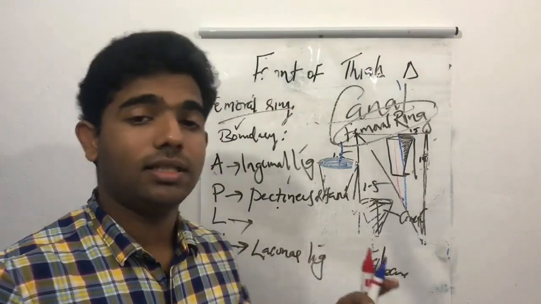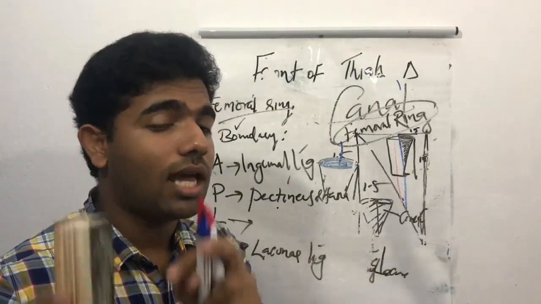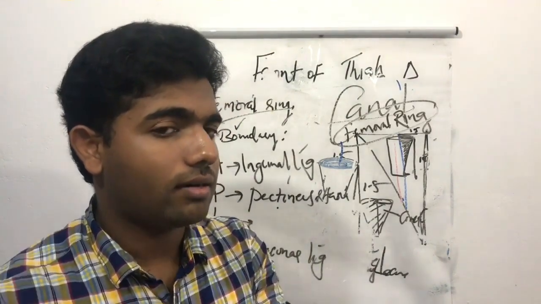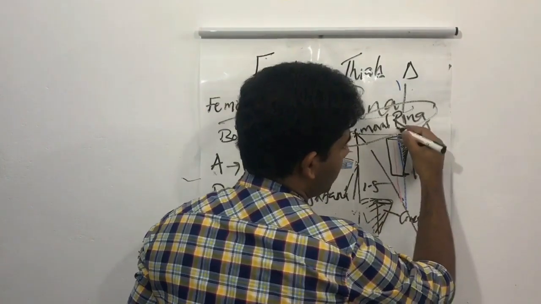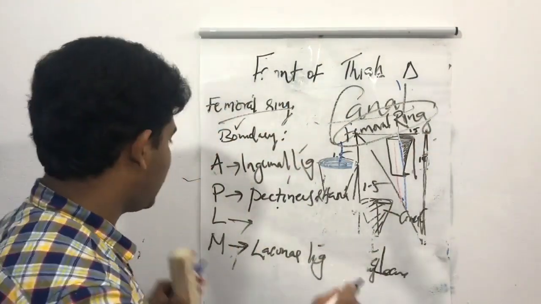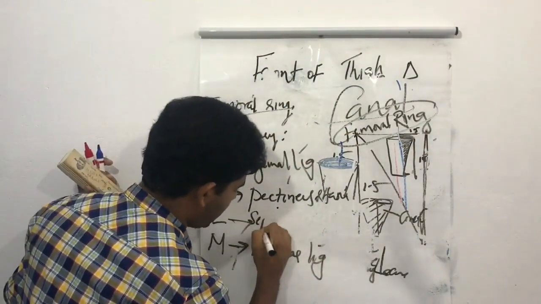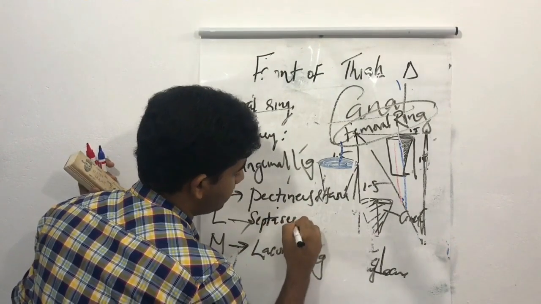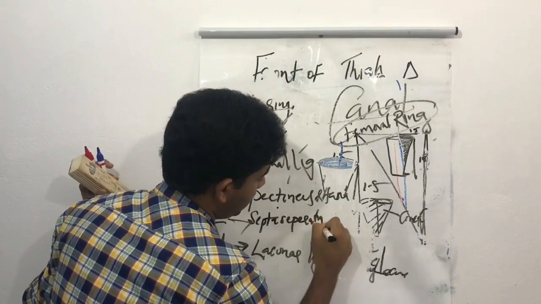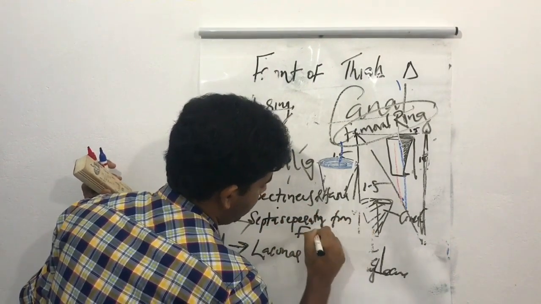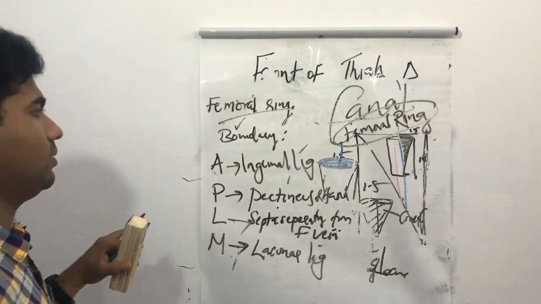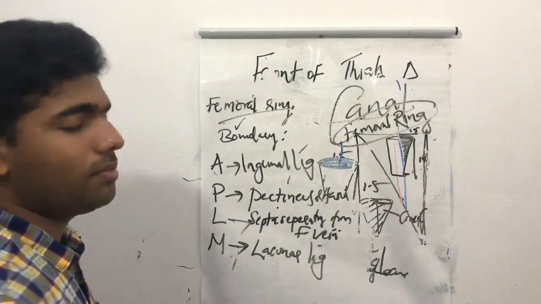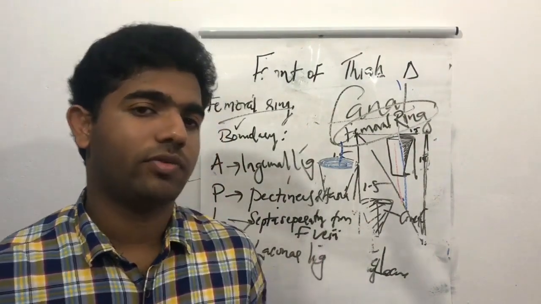And medially by the lacunar ligament. Laterally, it is the femoral vein, so it is bounded laterally by the septa that separates it from the femoral vein.